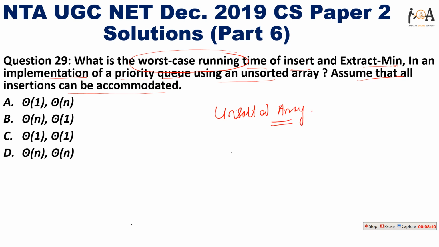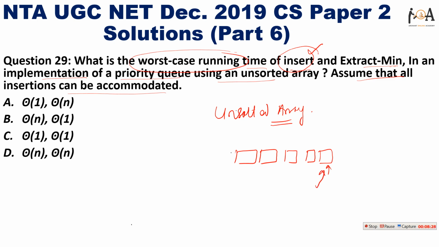So we have an unsorted array, and the first operation is that we want to insert, so we can randomly insert at n. Suppose this is my array. Then in an unsorted array, what is the worst case? Worst case is we need to add at the last one, so we can directly add the element at the last position.